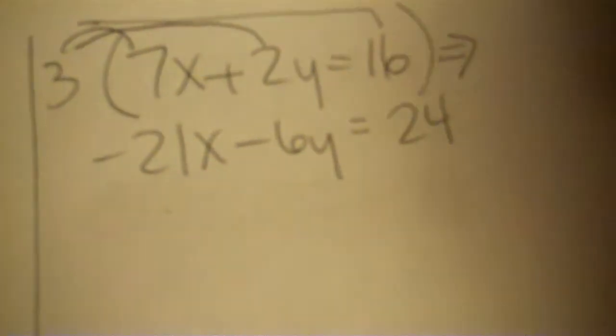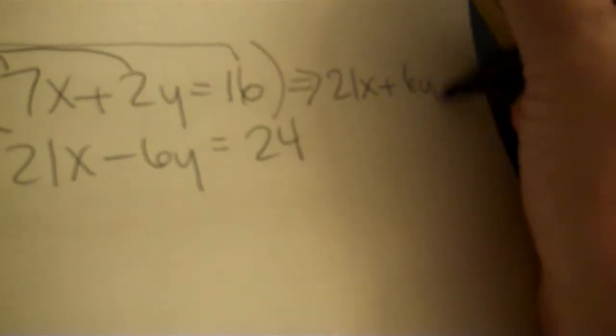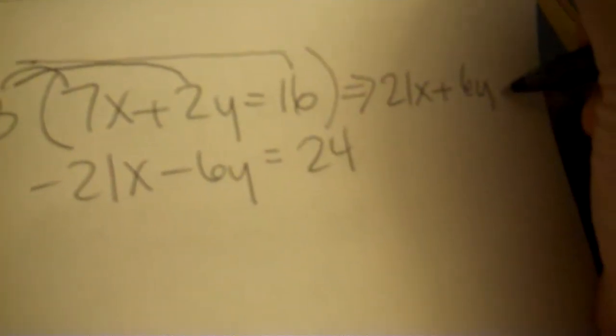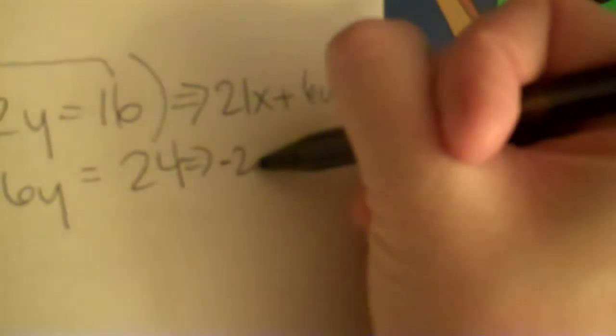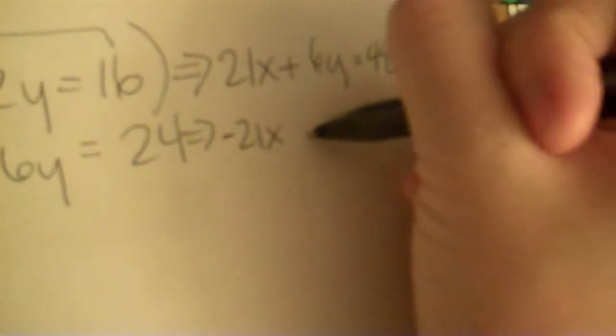So when I rewrite this, this becomes 21x plus 6y equals 48. And then this already had that 21, so I'm going to just rewrite it right here beside it. And sorry, my hand's kind of all over the place.